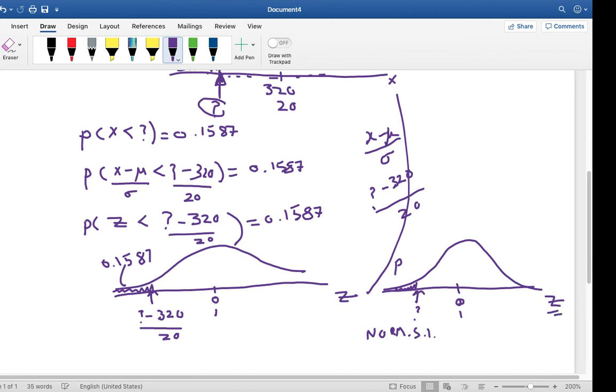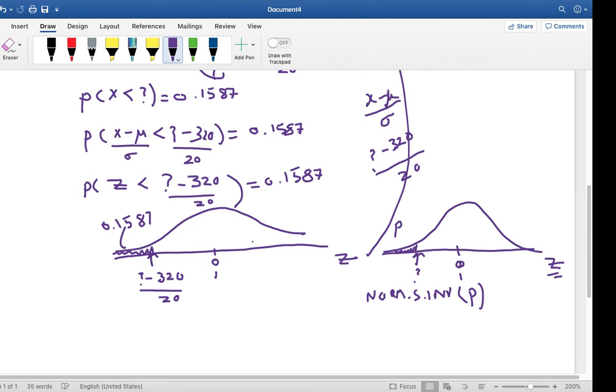Inverse means I'm going to do the question in reverse now. I'm not trying to find the probability. I've got the probability, and I'm trying to work backwards. I put the probability in here, and that's it. In our particular case, our probability is going to be 0.1587.